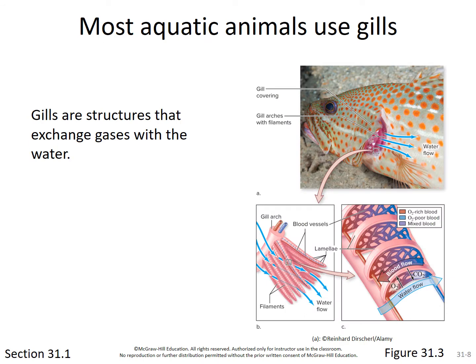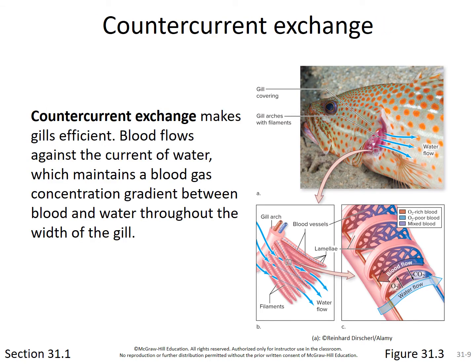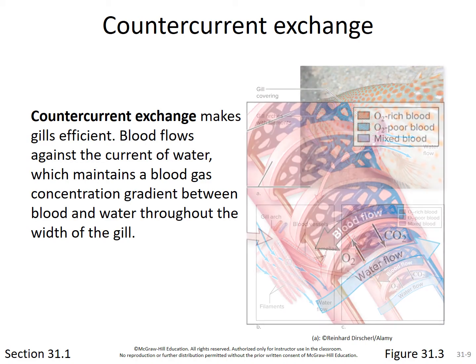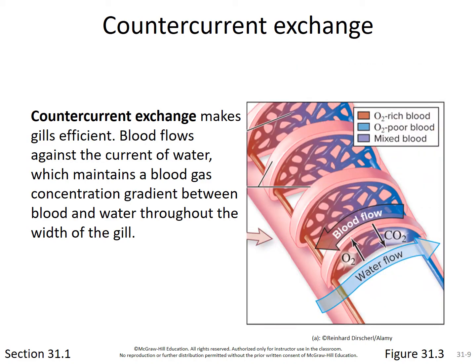Most aquatic animals use gills, and these are structures that exchange gases between the animal's bloodstream and the water. So the thing that makes gills efficient is something that's called countercurrent exchange. And so the basic idea here is that blood and water flow as they go through the gills are going in opposite directions. And so if we take a closer look at the structure of gills, you can see for one thing oxygen-rich blood, oxygen-poor blood, and in purple mixed blood. And you can see that blood flow and water flow go in opposite directions.